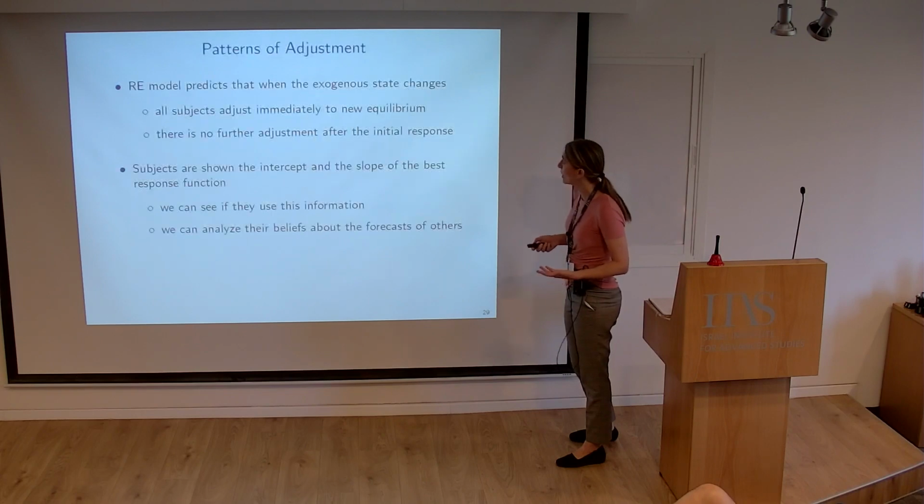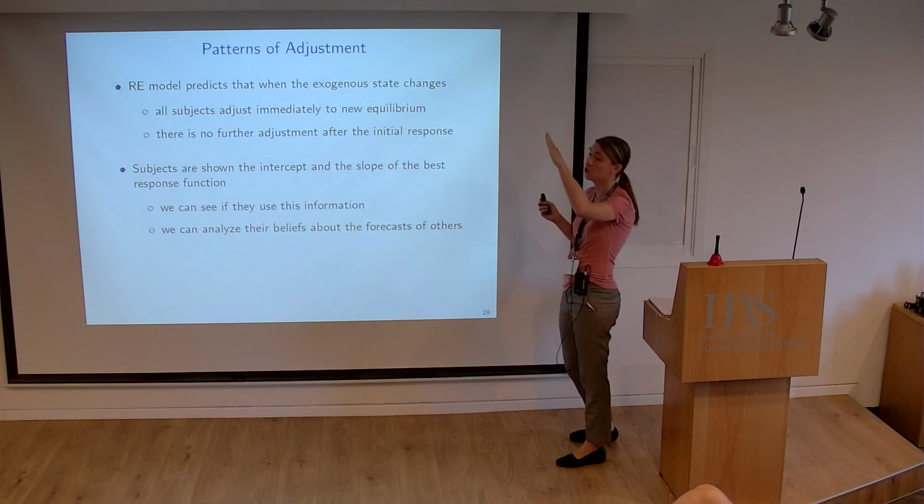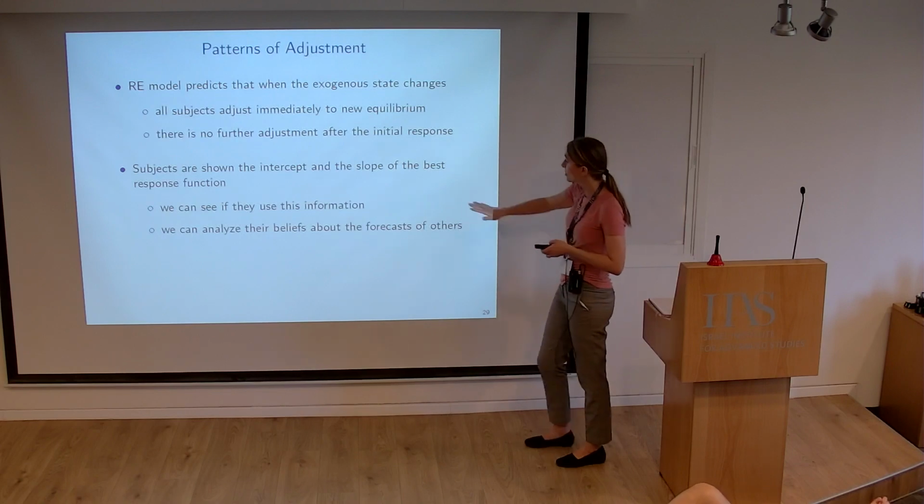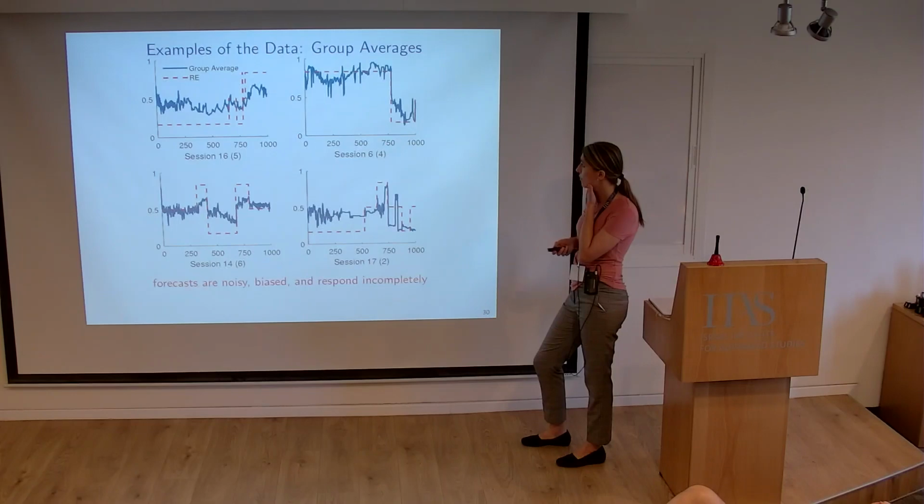Okay, good. Okay, so how do they adjust? The rational expectations model predicts that, as I said, when the exogenous state changes, all subjects should immediately adjust to the new equilibrium on impact, and there should be no further adjustment thereafter until there's another z change. Subjects are shown the intercept and the slope, so we can see if they use this information and how.